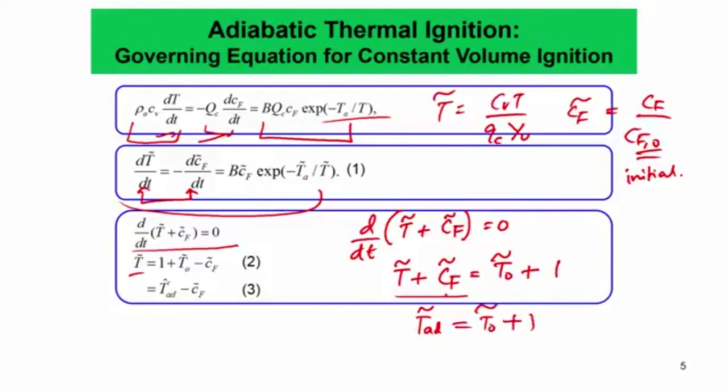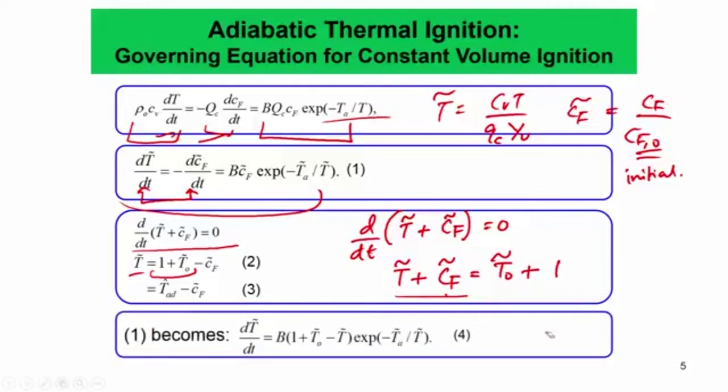So we can replace this 1 plus T0 tilde here itself with T ad, and then this becomes T tilde is equal to T ad tilde minus CF tilde. Alright, so this is the thing. So this becomes dT tilde/dt is equal to times 1 plus T0 tilde minus T tilde. Essentially, what we are doing is substituting here CF tilde is equal to T ad tilde minus T tilde. Okay, so once we do that, dT tilde/dt we can write in this form.